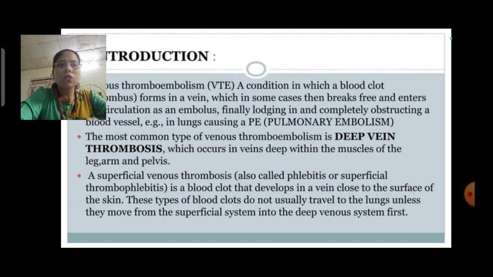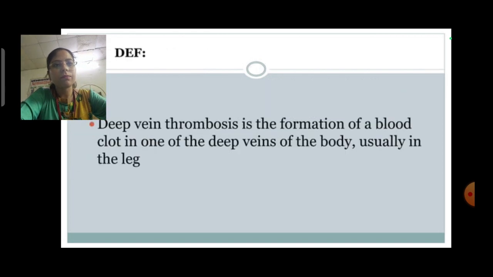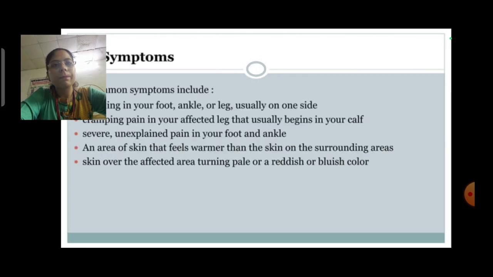A superficial venous thrombosis, also called phlebitis or superficial thrombophlebitis, is a blood clot that develops in a vein close to the surface of the skin. These types of blood clots do not usually travel to the lungs unless they move from the superficial system into the deep venous system first. So if we define deep vein thrombosis, it is the formation of a blood clot in one of the deep veins of the body, usually in the legs.